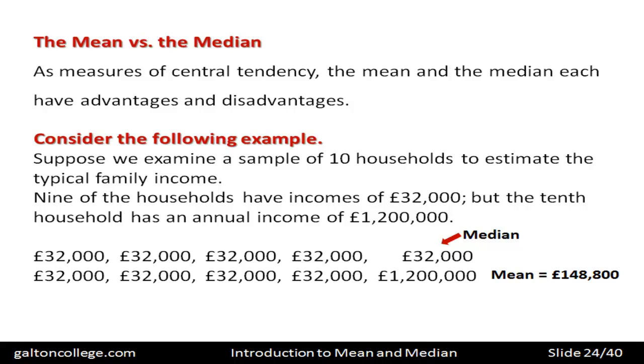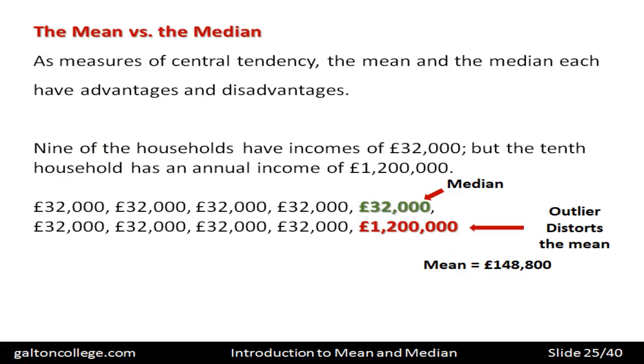So the median is a much better indicator of the true state of the figures if we have an outlier, if we have one extreme value, as we have here. So the outlier distorts the mean. That's the point. The outlier distorts the mean.